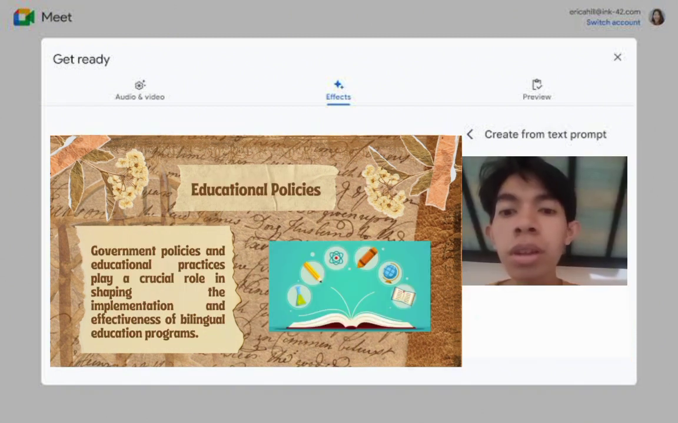Educational policies. Government policies and educational practices play a crucial role in shaping the implementation and effectiveness of bilingual education programs.